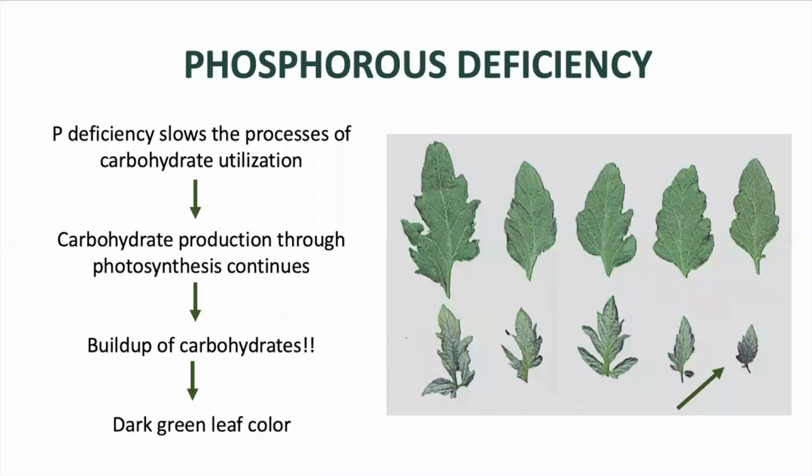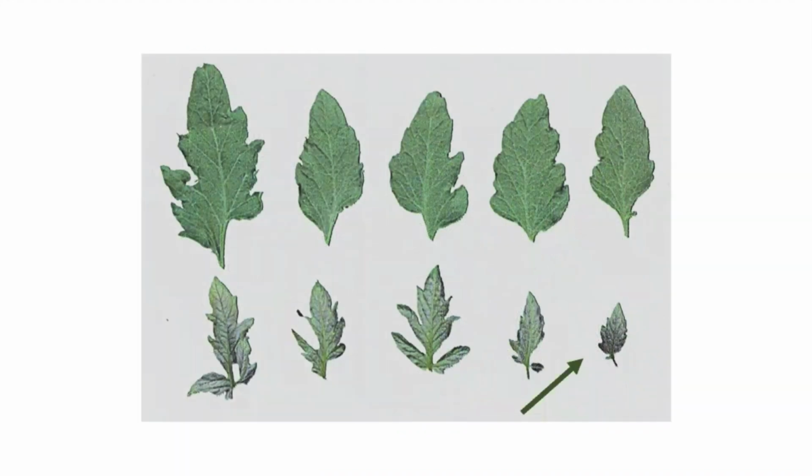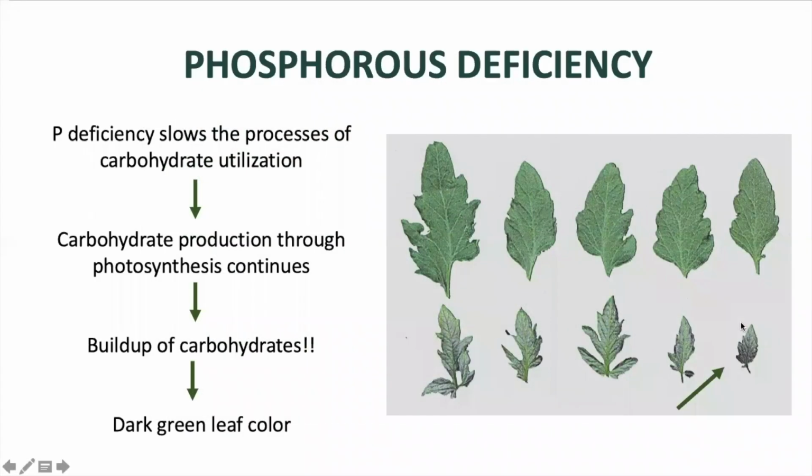When phosphorus is deficient, plants will slow down the process of carbohydrate utilization. However, carbohydrate production doesn't stop. And by consequence, we will have a build-up of carbohydrates, which can be recognized by dark green color in small leaves, just like in here. So this is a very common symptom that is very easy to spot and recognize as a phosphorus deficiency.